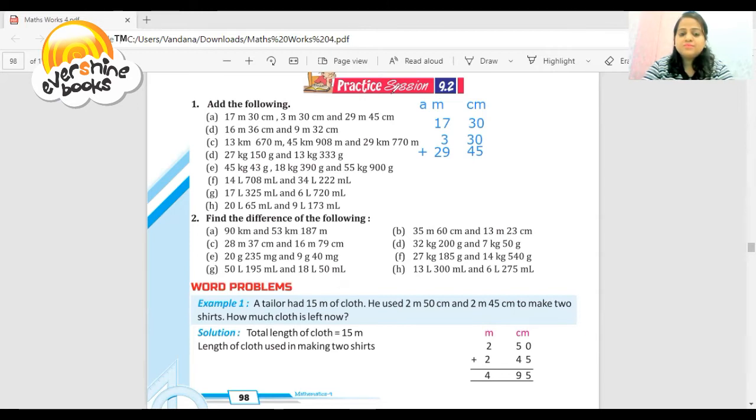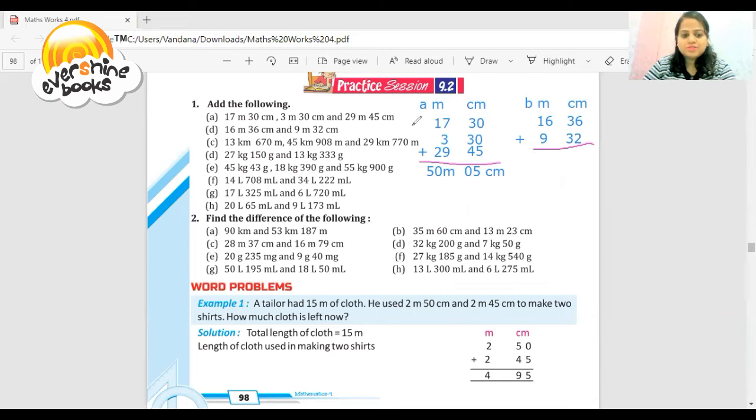Then after, what you will do, you will do the addition. Okay, then you will write your answer here. Okay, got it? Yes. So students, your first answer is 50 meter 5 centimeter here. Okay.